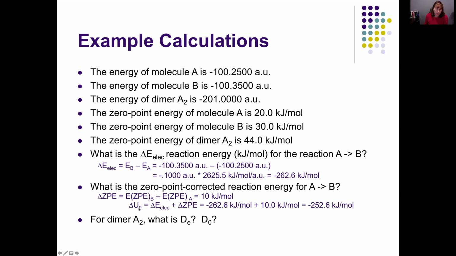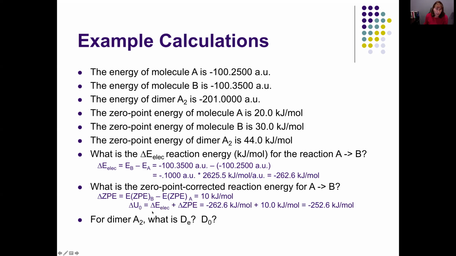Now if we calculate delta U, again, that's delta E electronic plus delta ZPE. We've calculated our delta E electronic up here. We've calculated our delta ZPE. And then we can sum those together and we get a minus 252.6 kilojoules per mole. And we can see that that 10 kilojoules per mole can make a difference in our reaction energies. So we want to be able to account for that.